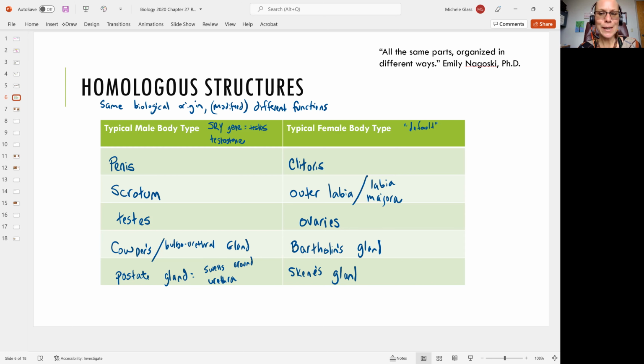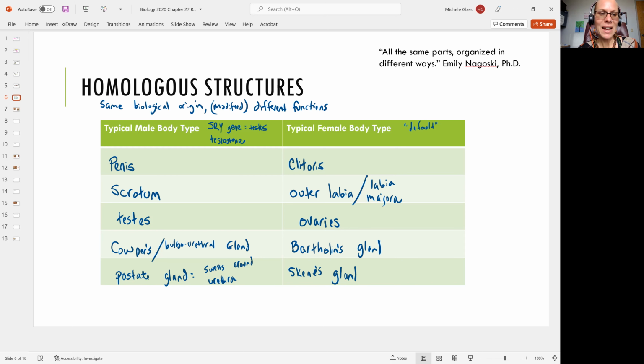So Emily Nagoski says, your genitals are beautiful and unique, and as long as they're not causing you pain, there's no problem. But if your genitals are causing you pain, then of course you'd want to seek medical assistance with that.